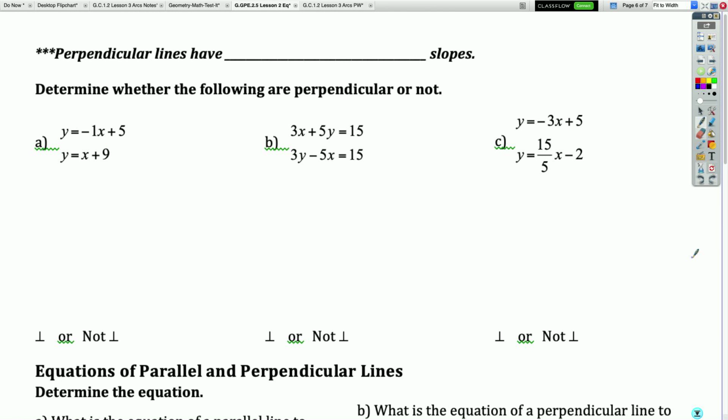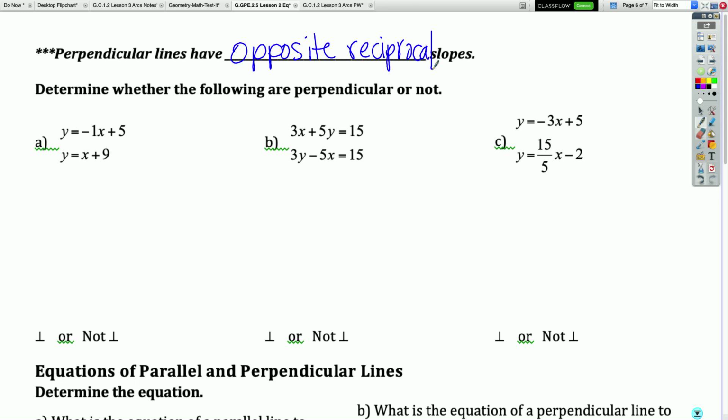Okay, anybody remember perpendicular lines from Wednesday? That would only be people that were there for the session, but perpendicular lines have two words. One of them means you flip it. Anybody remember these words? Opposite, reciprocal.